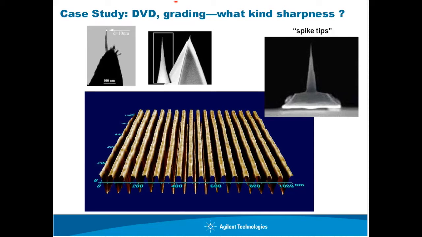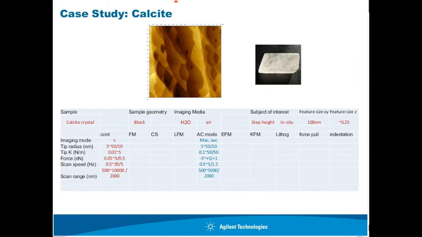All right, next example. Here the interest is to study the step height and also do in situ observation of dissolving calcite in water. And I would say contact mode is ideal. That's because this sample is very hard, and you don't need to have a very sharp tip. A sharp tip does not give you any more information than a blunt tip. A relatively mediocre tip is good.